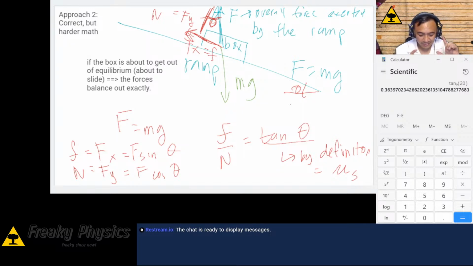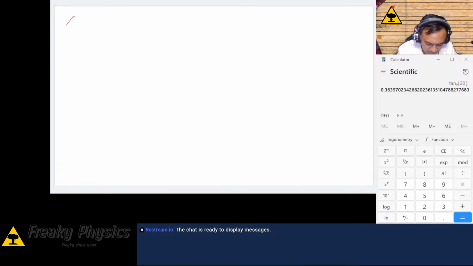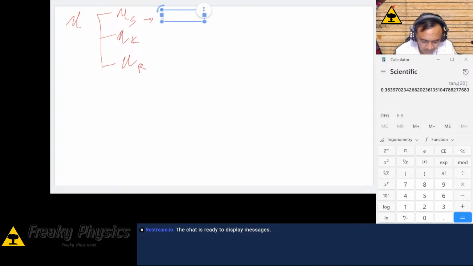Now the next thing I want to go to is this. I wrote mu s, not just mu, right? Because mu, the coefficient of friction, has three variants in physics. There are more than three, but the three most common ones are mu s, mu k, and mu r. This is the coefficient of static friction.